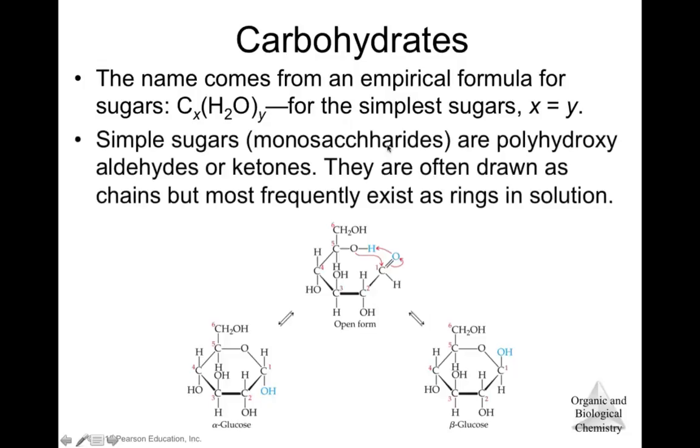So simple sugars, or monosaccharides, are polyhydroxy aldehydes or ketones. They are often drawn as chains, but most frequently exist as rings in solution. So here we have glucose, alpha glucose or beta glucose. Basically, this is with respect to this OH and the CH2OH here. So this is where they are on opposite sides, alpha, and when they are on the same side it is beta glucose.